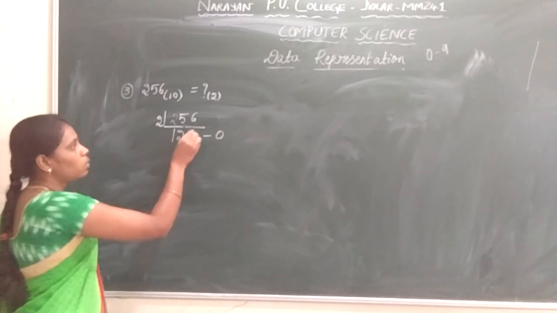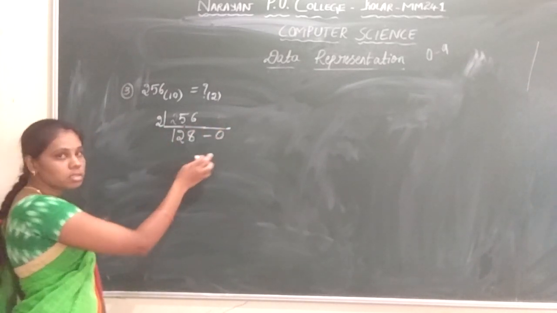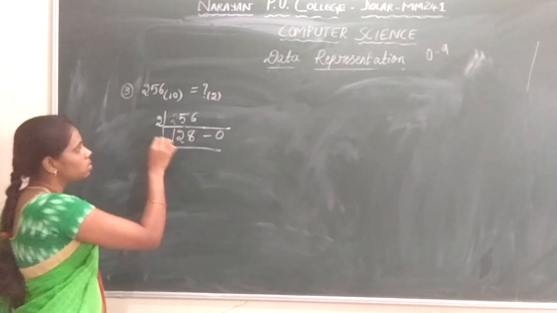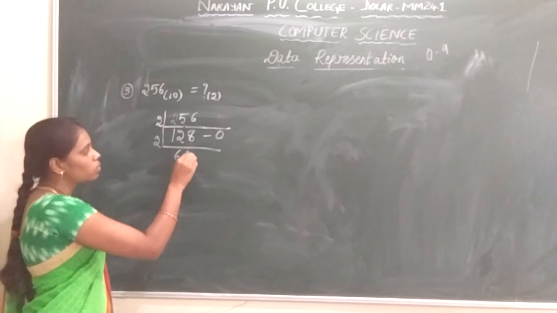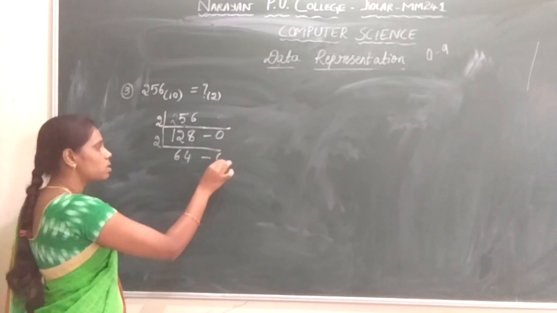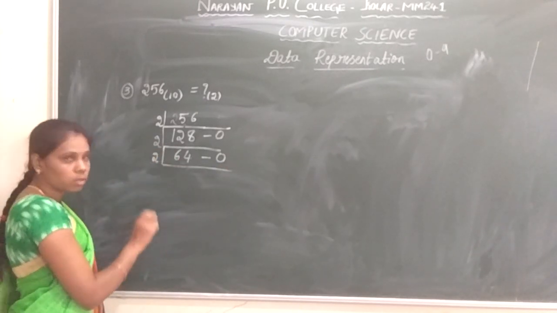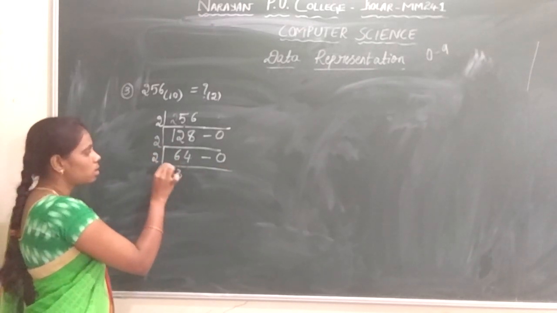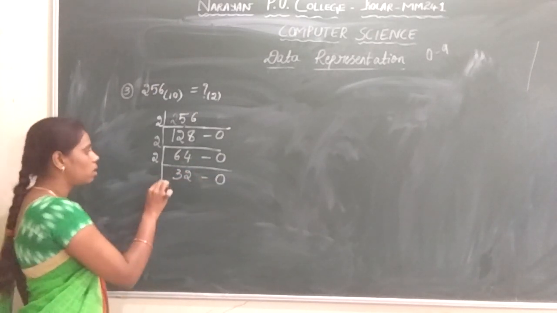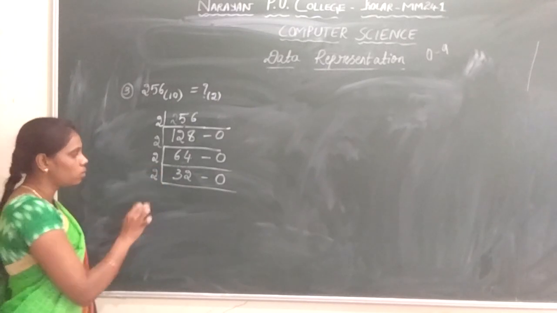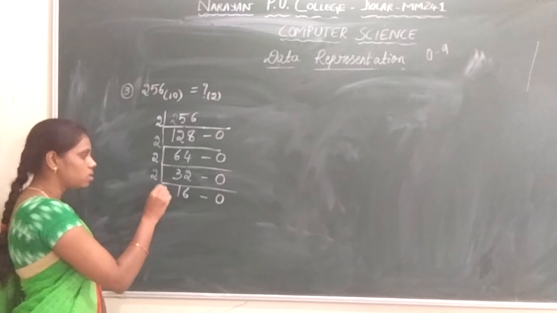So 16, 2 8s are 16. The left out value is 0. Hence the remainder is 0. Now again I will divide this 128 by 2. 2 6s are 12. 2 4s are 8. The left out value is 0. Again I will divide this 64 by 2. 2 3s are 6 and 2 2s are 4. The left out value is 0. Again I divide this by 2. 2 1s are 2, 2 6s are 12. The remainder is 0.